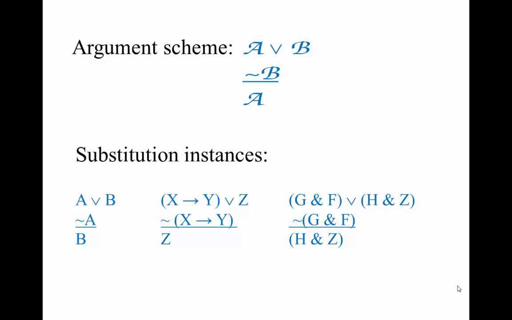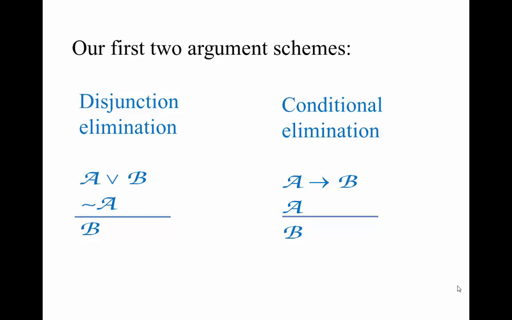Your homework for the next section is just going to be about identifying which individual arguments are instances of more general argument schemes. And we're going to look at two argument schemes to begin with. The one that we've been discussing so far is disjunction elimination. It's pictured on the left. We also will be discussing conditional elimination, pictured on the right. Disjunction elimination is really just the process that you're familiar with called the process of elimination, right? If you've got two options and you rule out one of them, then you know the other one must be true.